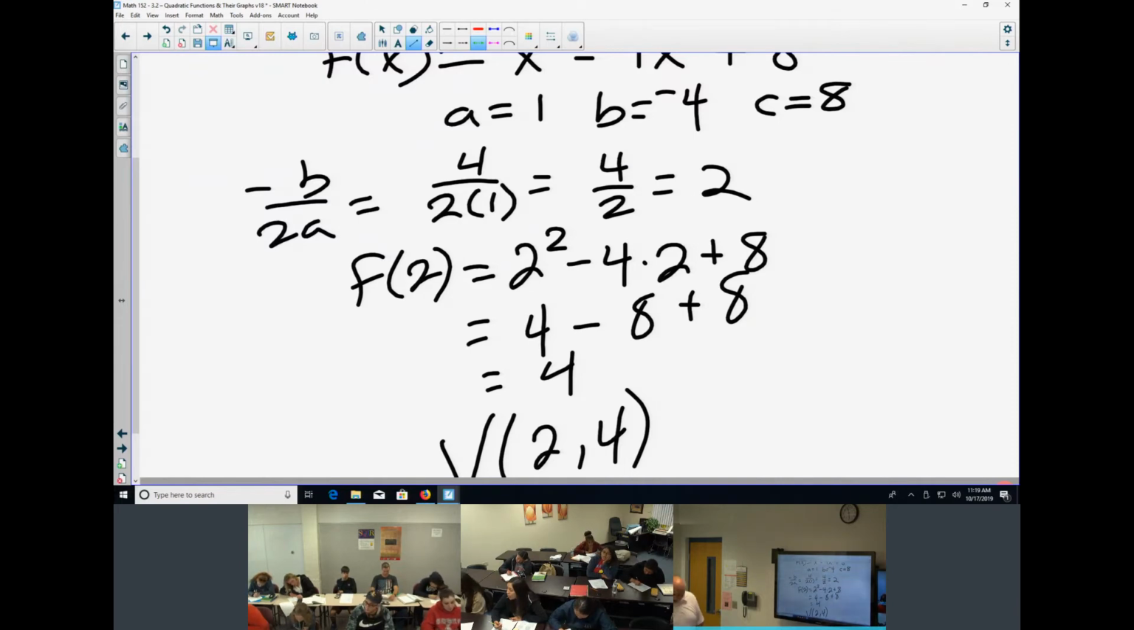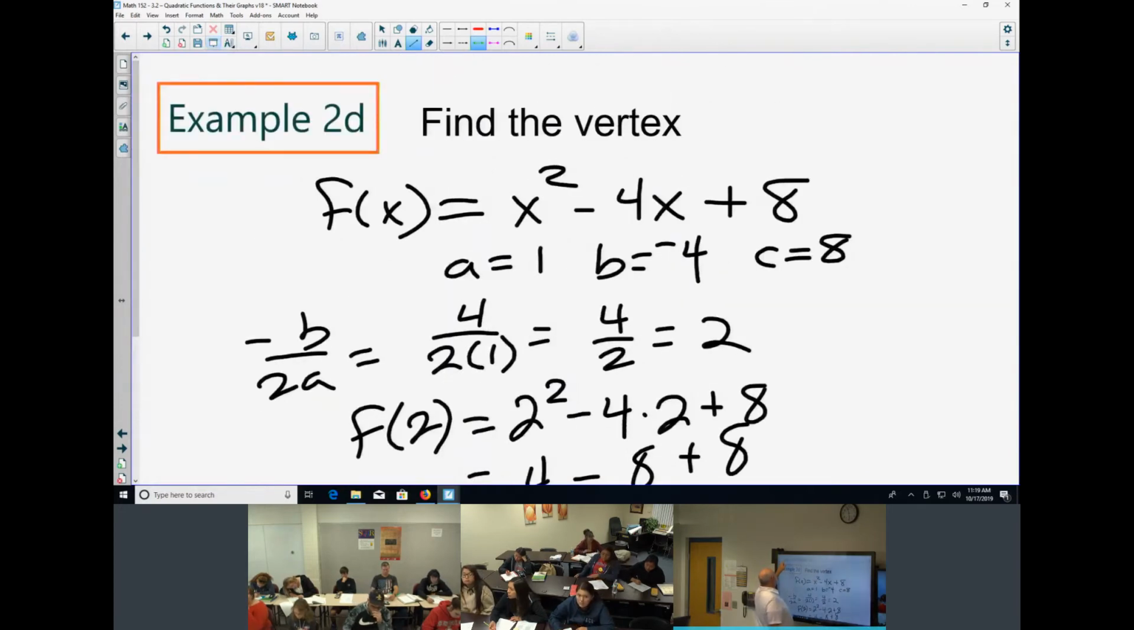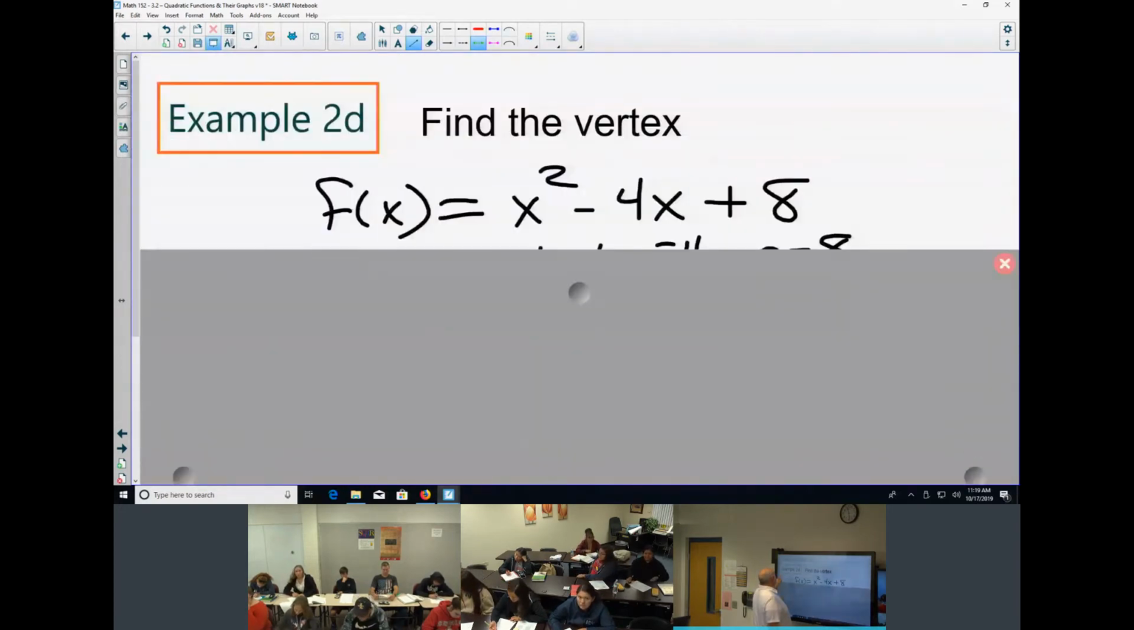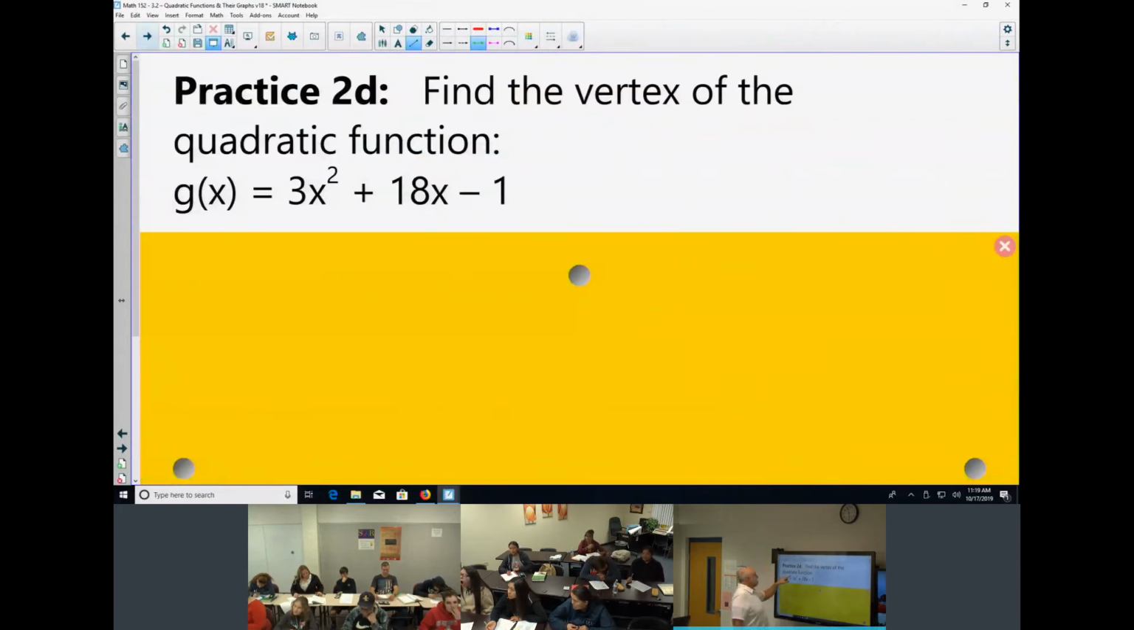All right, so go ahead and try practice 2D. Oh, wait. Before you jump in on that, I'm actually going to change the problem slightly. Okay, so do this one. Find the vertex of the function g of x equals 3x squared plus 18x minus 1.